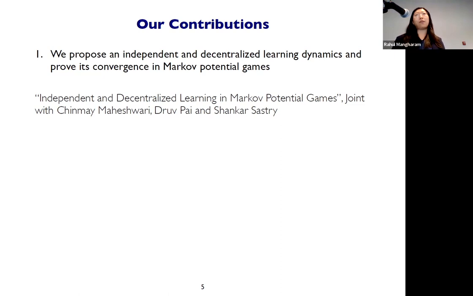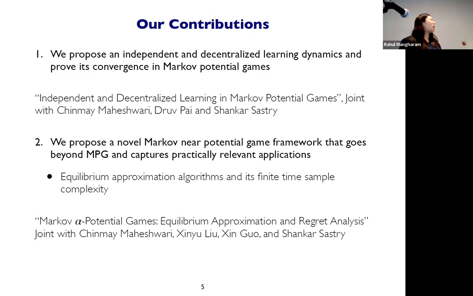In the second half of the talk, which I will be very brief about, the Markov potential game is too restrictive. So how can we go beyond that framework? In this part, we are going to propose a new Markov near potential game framework that goes beyond it, and try to see how the Nash regret analysis and algorithm convergence gracefully extend when something is off in terms of the existence of a potential function.